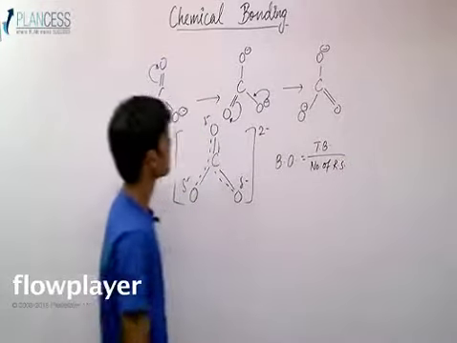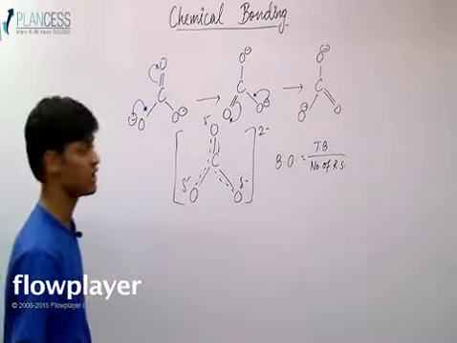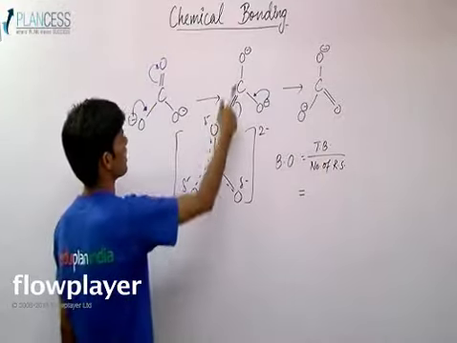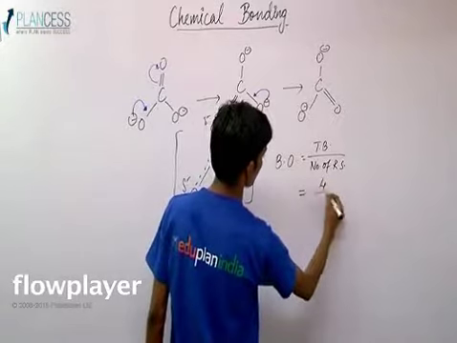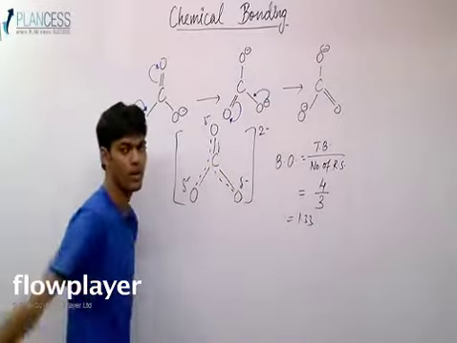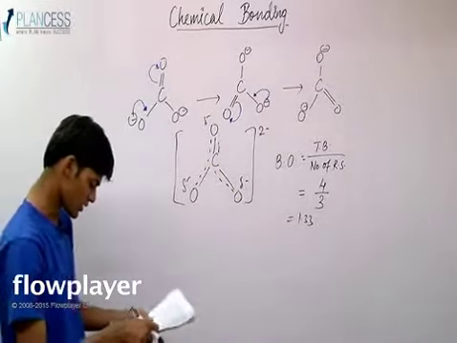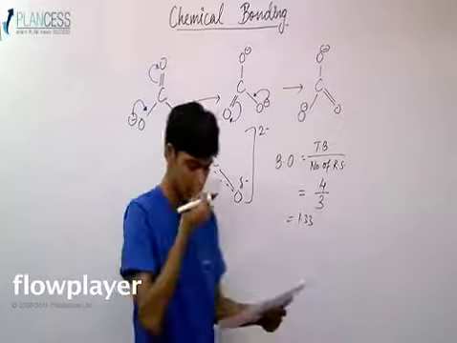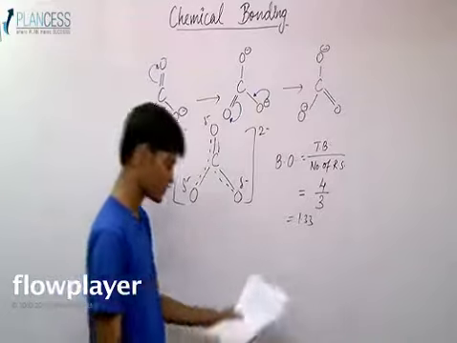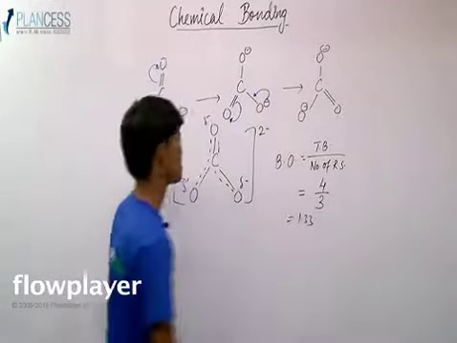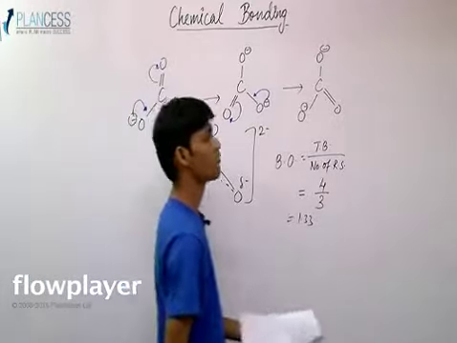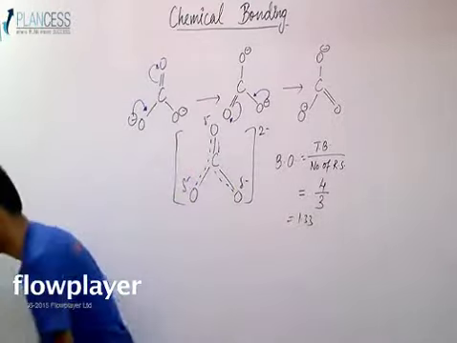In this case, the resonating structures have equal stability. So the total number of bond pairs involved in the resonating structures is 2 plus 1 plus 1, that is 4 upon 3. So bond order would be 1.33. Each one has a bond order of 1.33. Resonance energy is directly proportional to the number of resonating structures. The more resonating structures, the more the resonance energy. It is also directly proportional to the stability of the molecule. The more the resonance energy, the more the stability of the molecule.